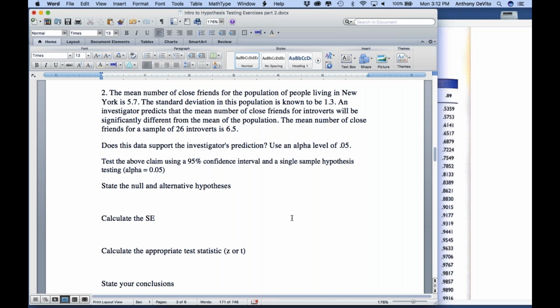Testing the claim above, use a 95% confidence interval, single sample hypothesis test. In other words, only one sample; the other one we know is the population. State the null and alternative hypothesis. I'll wait for you guys to write that down. I'm going to do it step by step with you, and I'm going to wait for you to write down your own null and alternative hypothesis.